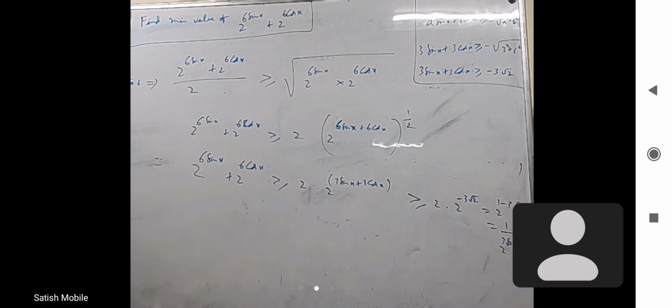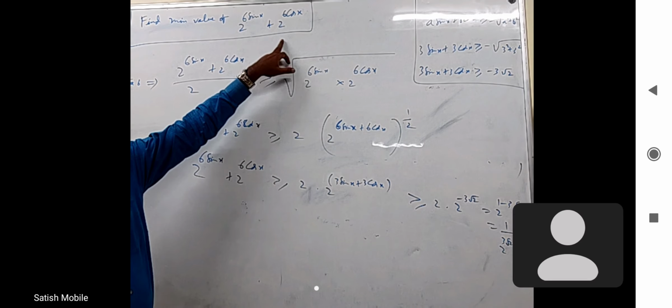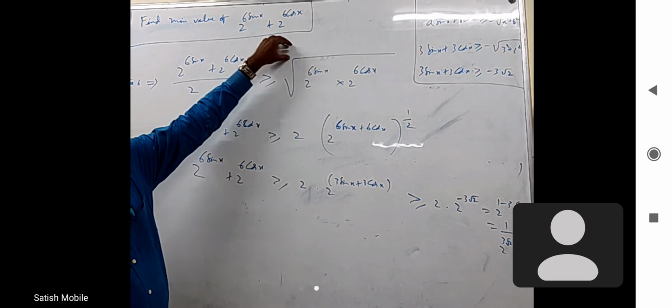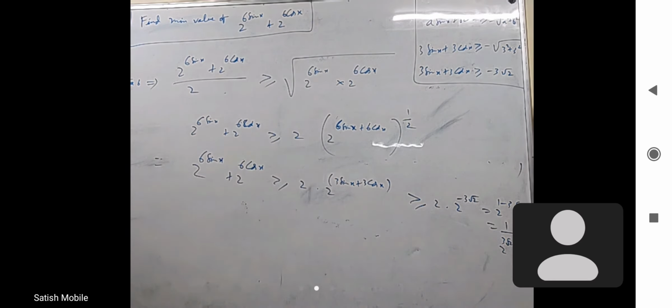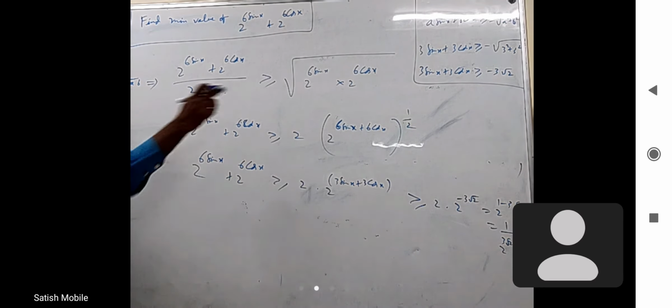Yes. I cannot directly deal with this because I cannot express this in terms of this, or this in terms of this. I cannot combine. So what I have done, I want to use the AM-GM inequality. (a plus b) by 2 is greater than or equal to root ab, where a is this quantity. I want to take b as this quantity. Alright.